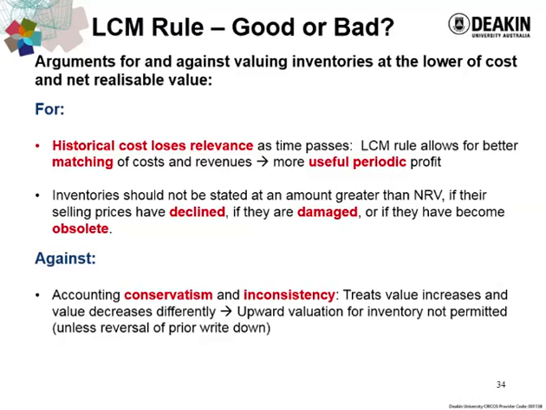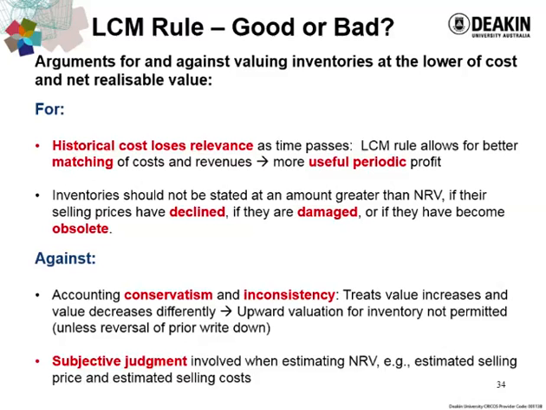So this accounting rule has been criticized because it is not consistent and it is too conservative. It is okay to write down the inventory value, but it is not okay to write up the inventory value, which is biased, conservative, and inconsistent. And NRV also requires subjective judgment, which is prone to error and manipulation. For example, we have to estimate selling price and selling cost when we calculate net realizable value.